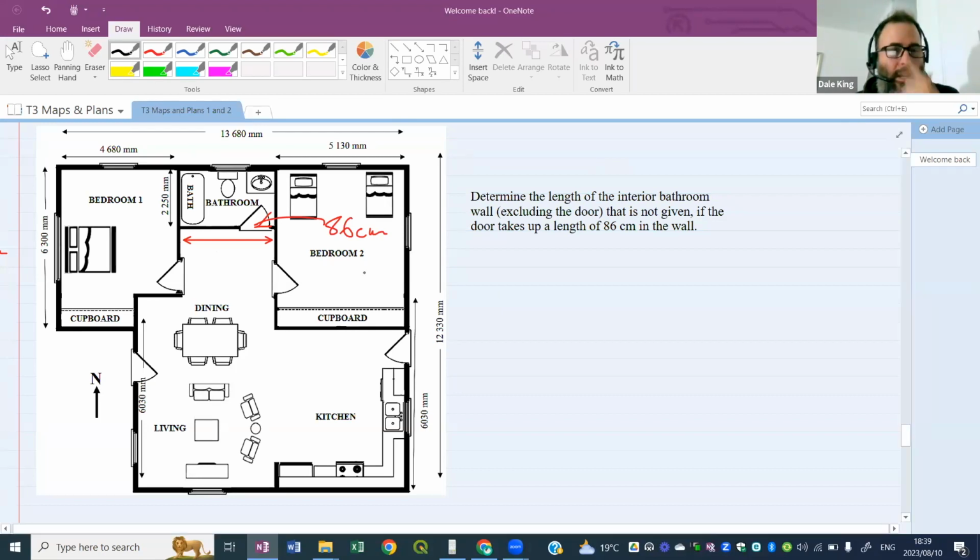Tell me, how am I going to work this out? I need the length of this wall without the door. We already know that the given length is 86 centimeters for the door. What we have to do is look at how long it is from the wall of bedroom 1 to bedroom 2.